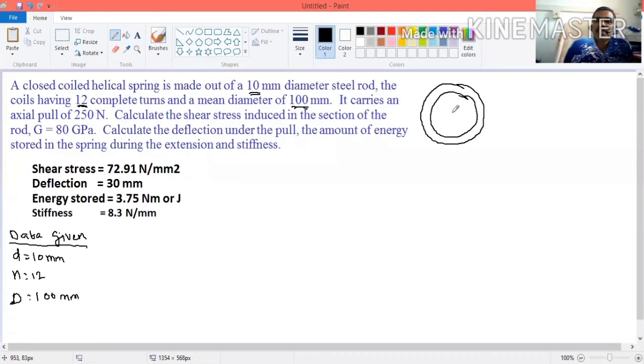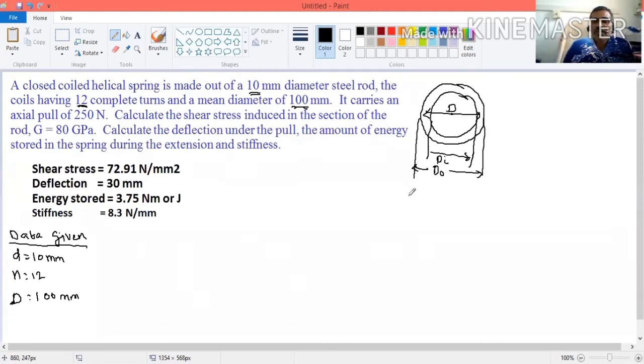So now if you see, this is the outer diameter. Let us take D naught, the outer diameter of the coil. And this is the inner diameter. Let us take this as Di. So this is the mean diameter. We have derived all the equations in terms of the mean diameter, capital D.